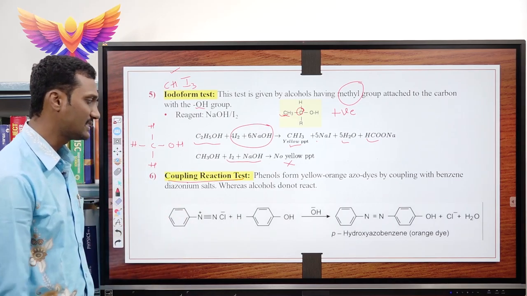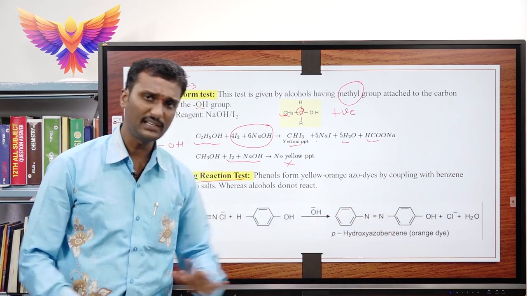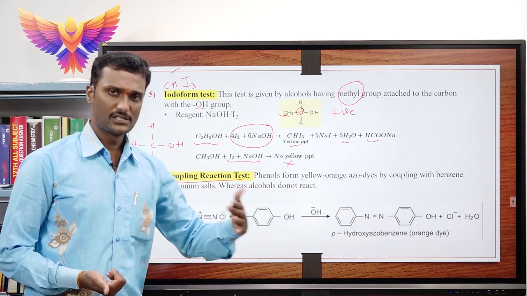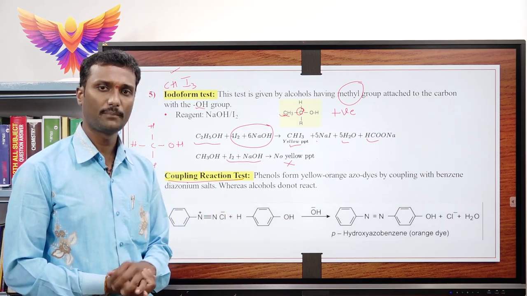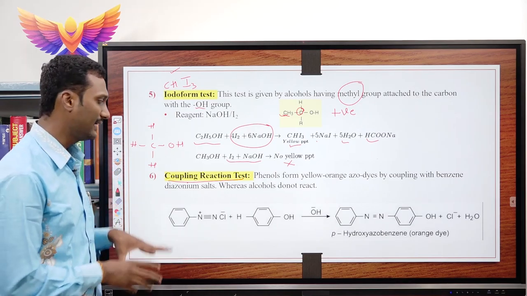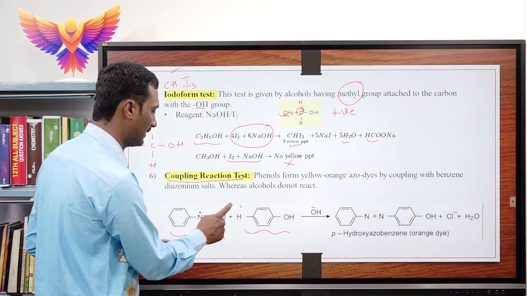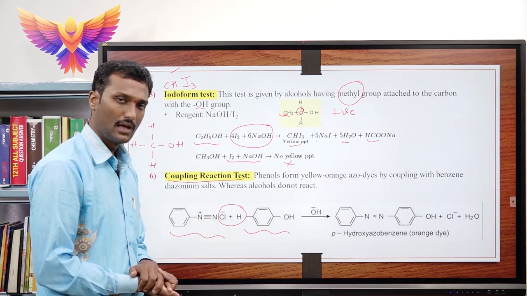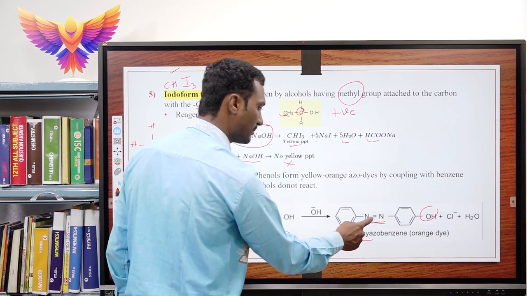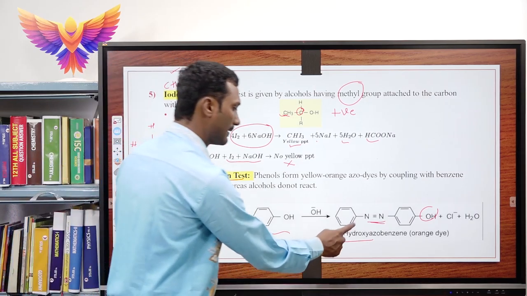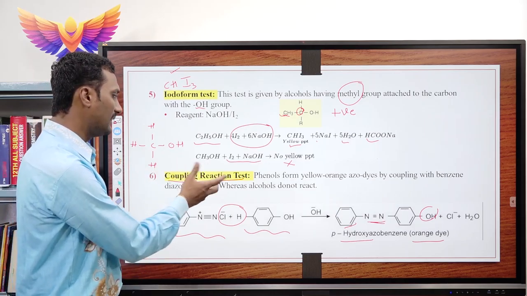As previously I said, when a phenol reacts with a diazonium chloride, it gives us a different color, like a dye. It gives an orange color, it gives a yellow color. It is based on what type of reactants you are taking. But here in this class, we take a diazonium chloride reacting with a phenol, where it gives us HCl and we get hydroxy azo benzene. Azo means the nitrogen-nitrogen double bond, and it is also called the orange dye. So this is what we call the coupling reaction.